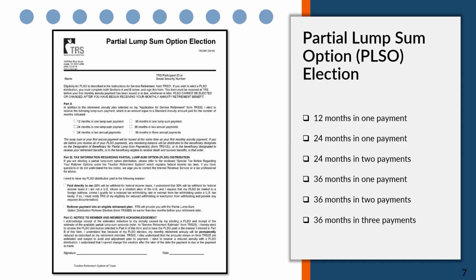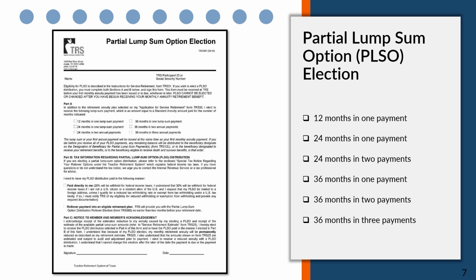If you wish to elect a partial lump sum option or PLSO, you must complete and return the form TRS 30P. If you do not wish to elect PLSO, you do not need to complete this form. You may notify TRS by phone call or My TRS secure message if you will not be electing a partial lump sum option. You cannot select a PLSO once your retirement is finalized.